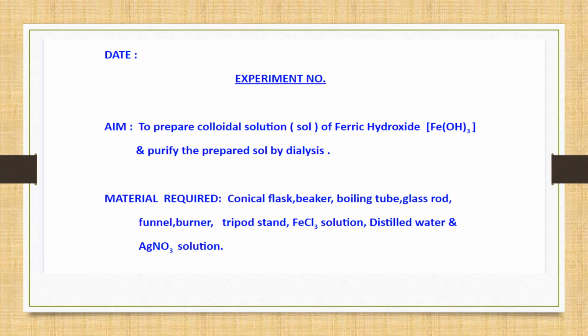In this experiment, we have to prepare colloidal solution, that is sol, of ferric hydroxide, and we have to purify it by dialysis. The material required is conical flask, beaker, boiling tube, glass rod, funnel, burner, tripod stand, ferric chloride solution, distilled water, and silver nitrate solution.